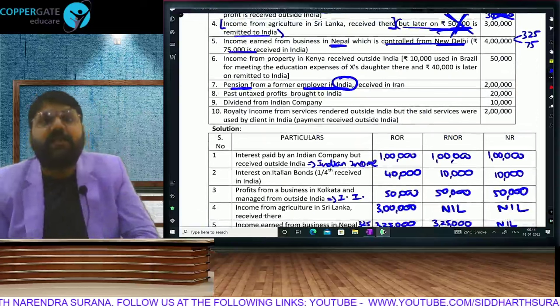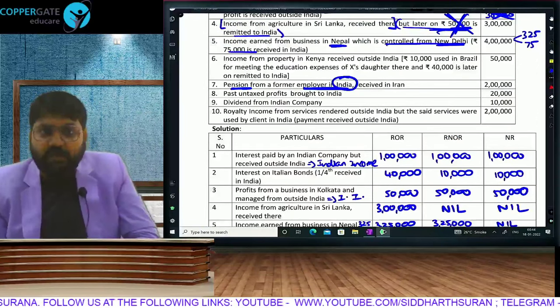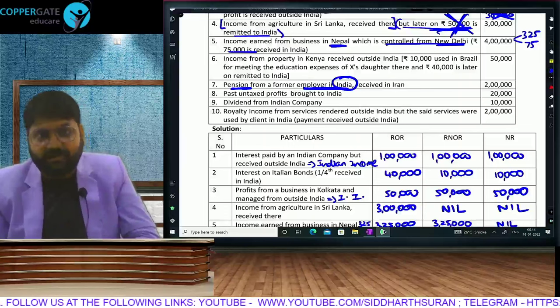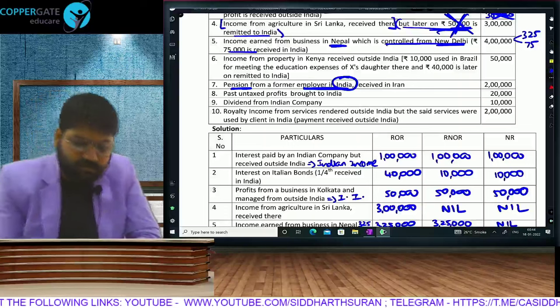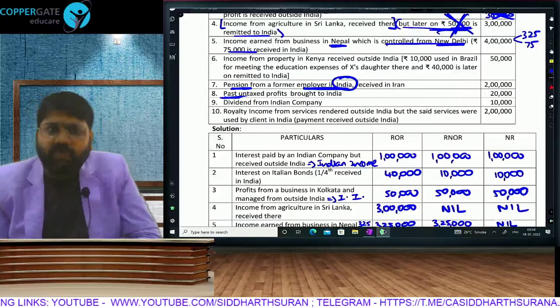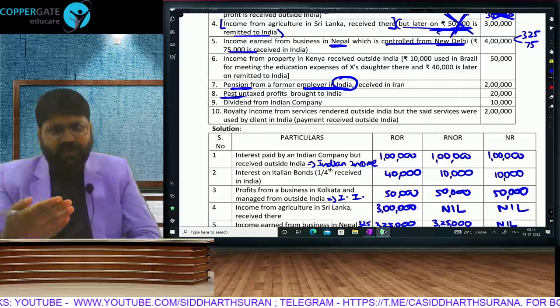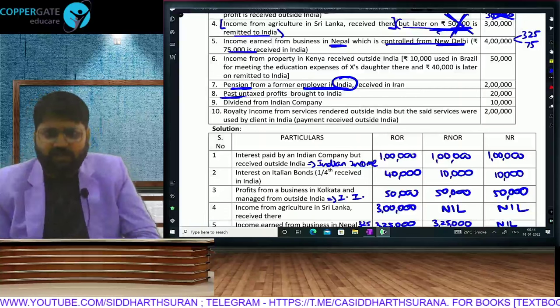This is where the explanation which I gave you some time back will come into the picture. Is this your income of the current year? No. This income was earned when? In the past. And it was not taxed. Maybe because it was foreign income. Maybe because at that time you were non-resident. Whatever be the reason, it was not taxed.